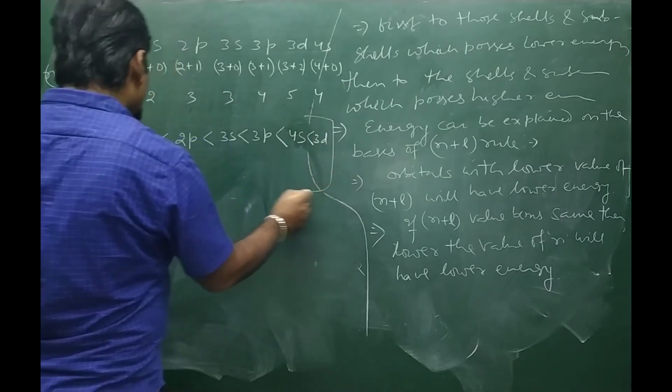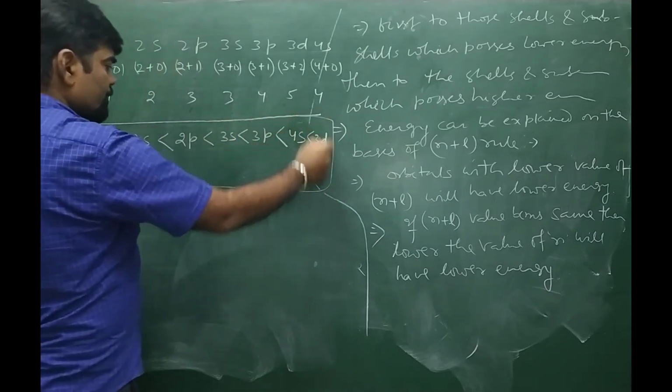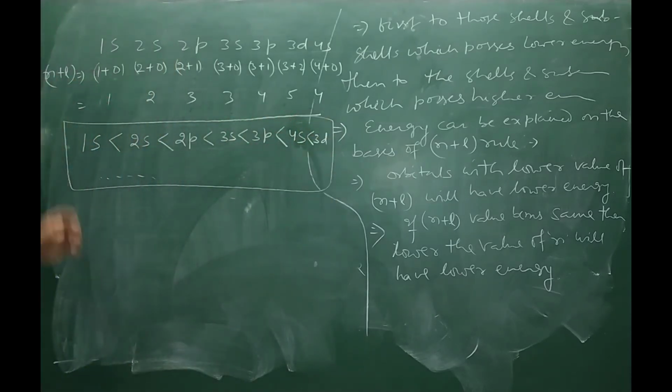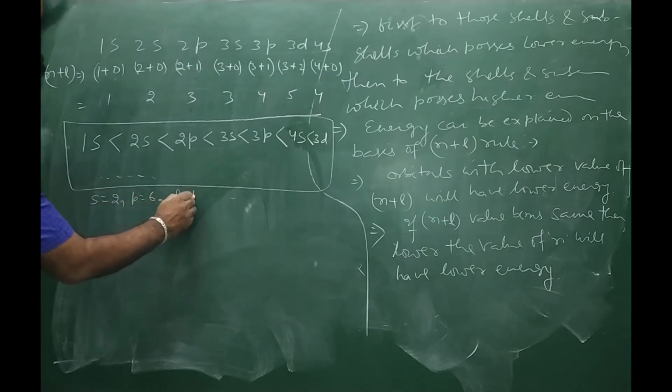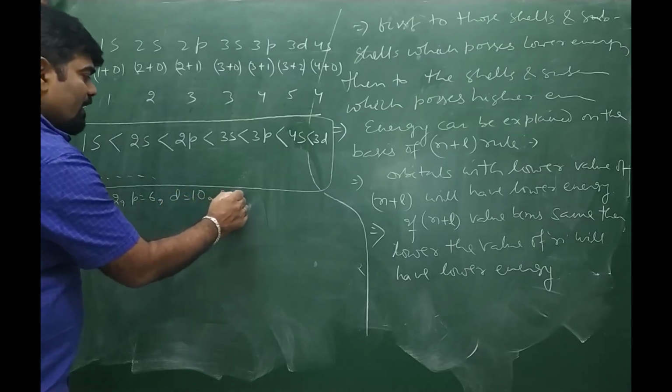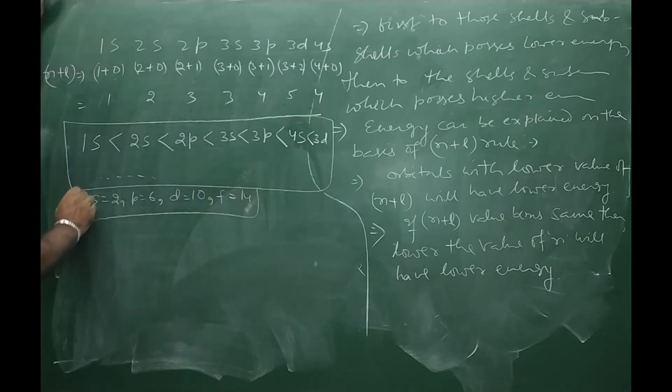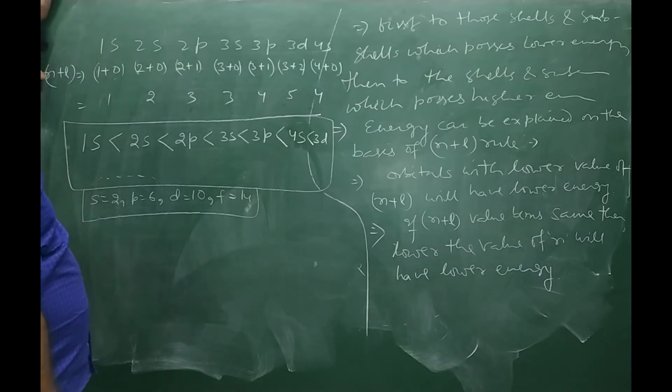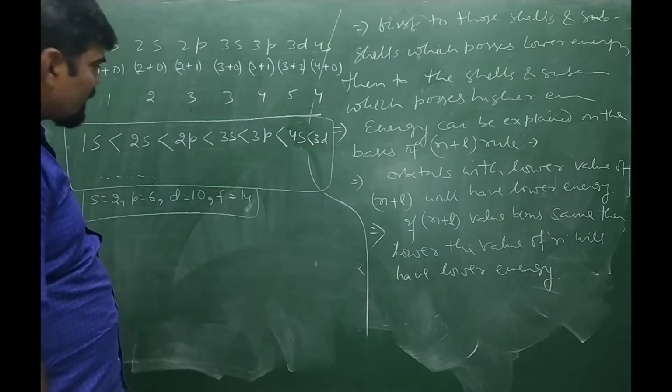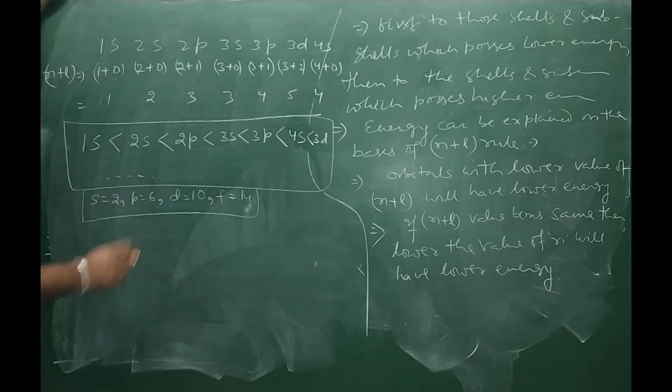So like this, electrons can be arranged. Mind it, s can accommodate a maximum of 2, p can accommodate a maximum of 6, d can accommodate a maximum of 10, f can accommodate a maximum of 14. We use mostly s, p, d, f, because all the elements up to atomic number 120 can be accommodated without using g or h. So s, p, d, f we use.